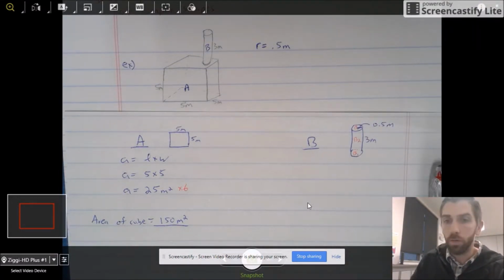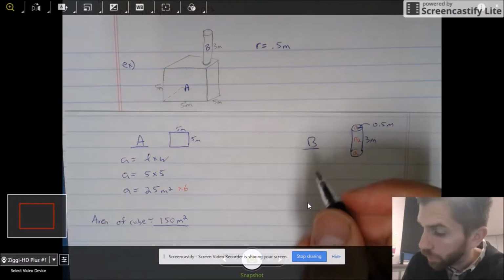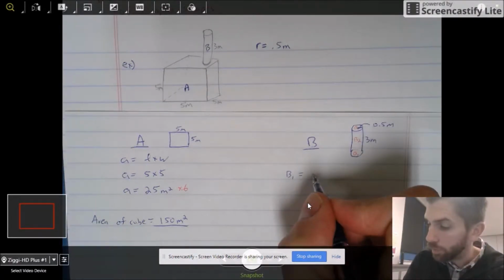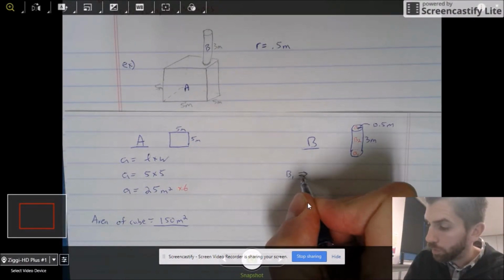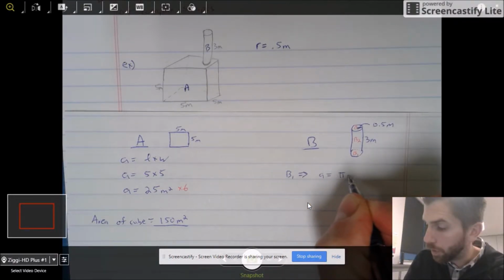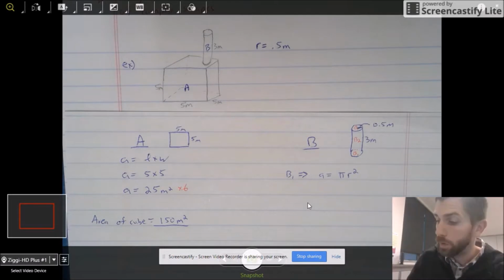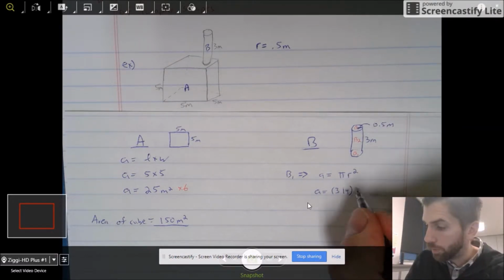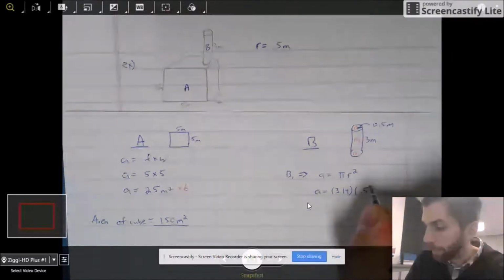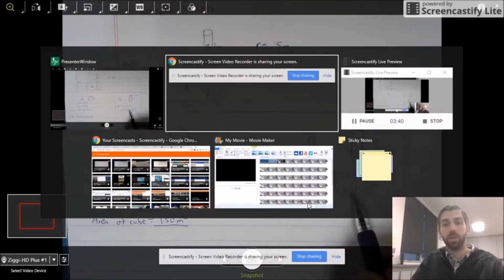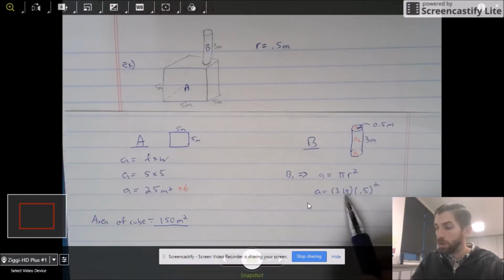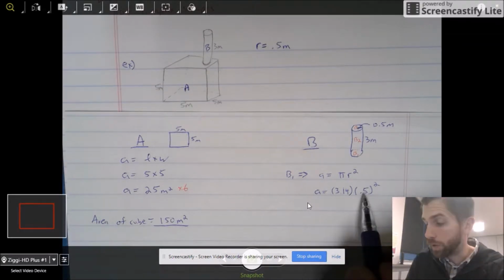So let's find the area of one B1 to start with. This is the area of a circle. So remember, the area of a circle is pi r squared. Okay. Area equals, I'm just going to use 3.14, times my radius, which is 0.5. And notice how I'm always making my substitutions in brackets. My substitutions I'm always going to put in brackets.